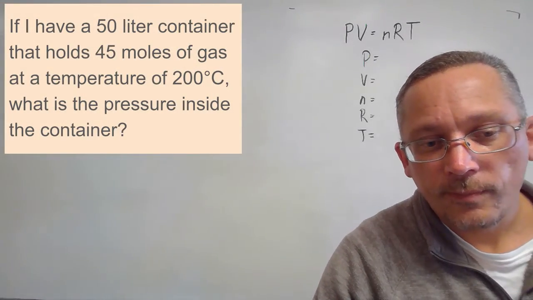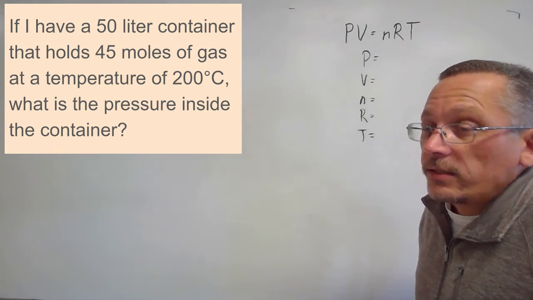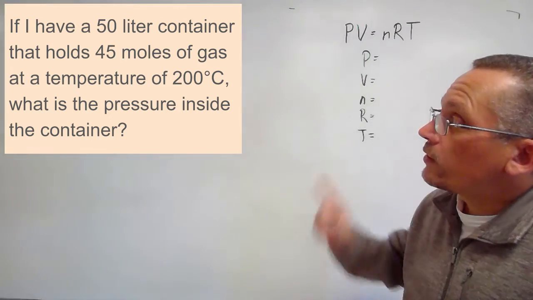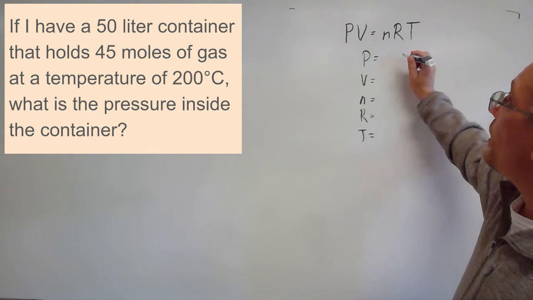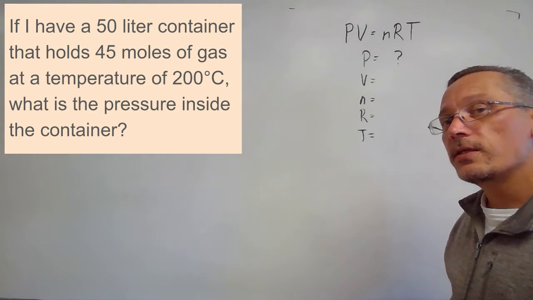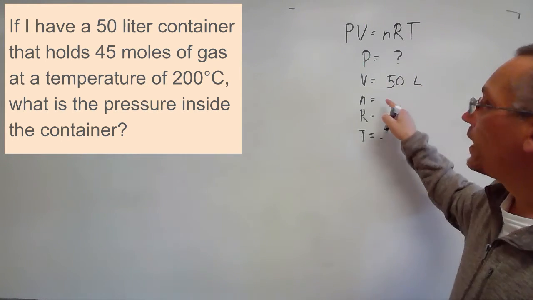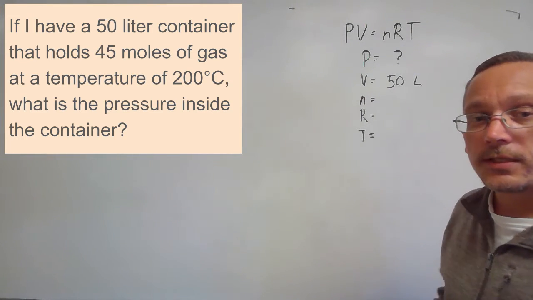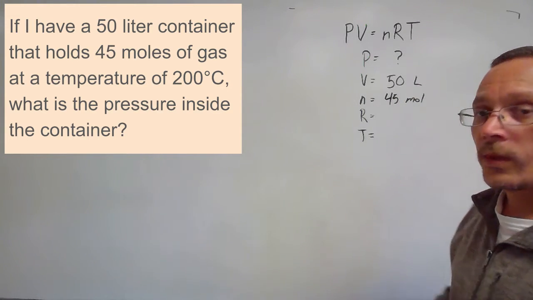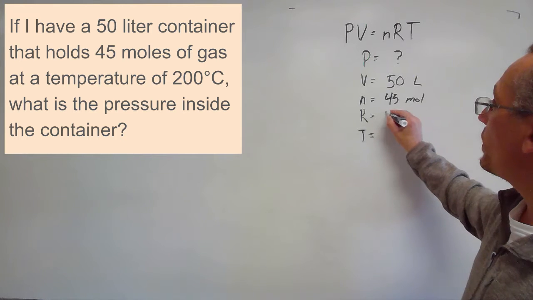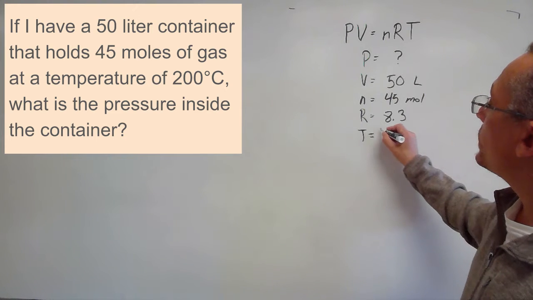Let's have another example here. Okay, this one says, if I have a 50-liter container that holds 45 moles of gas at a temperature of 200 degrees Celsius, what's the pressure inside the container? So let's identify what they've told us. The pressure is what they asked us to find. The volume is 50 liters. N, the number of moles, is 45 moles. R, as long as my units are correct, is 8.3. And the temperature, the problem said 200 degrees Celsius.